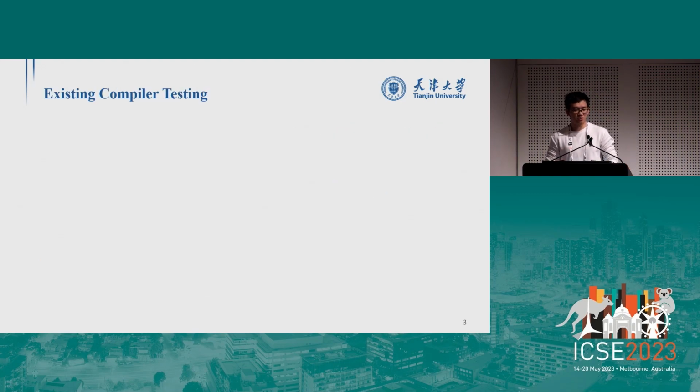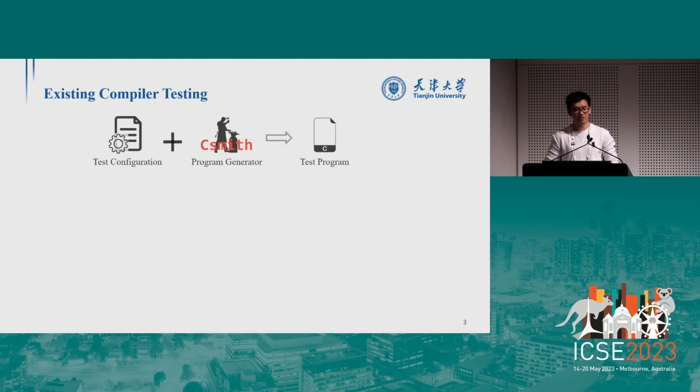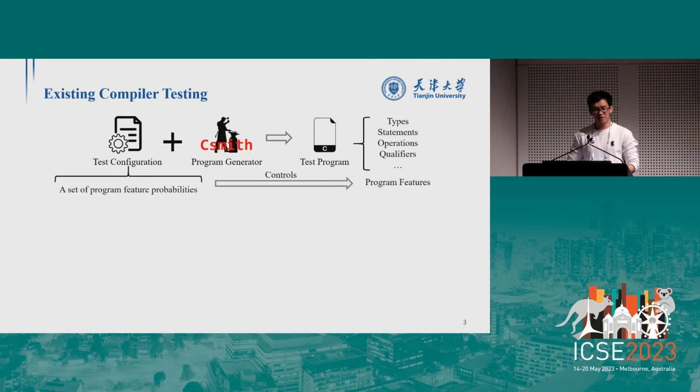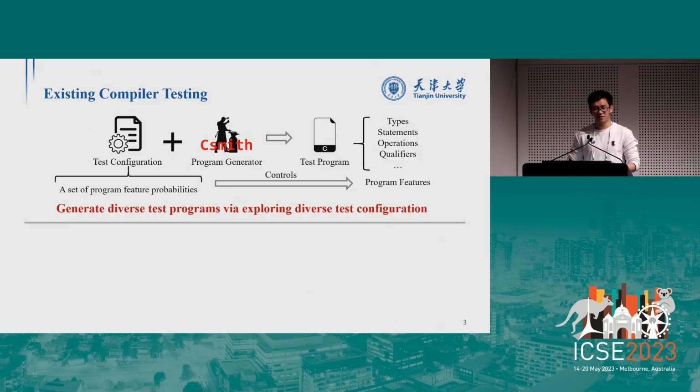To ensure compiler's quality, many test program generation works generate a lot of test programs according to the test configuration. A test configuration consists of a series of options, and each of which controls the corresponding program features' probabilities in the generated test program. So we can generate diverse test programs via the exploration of diverse test configurations.